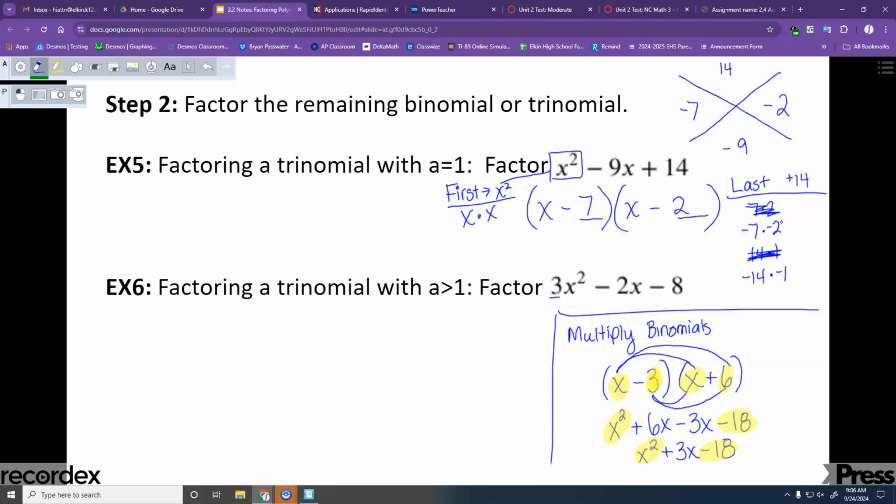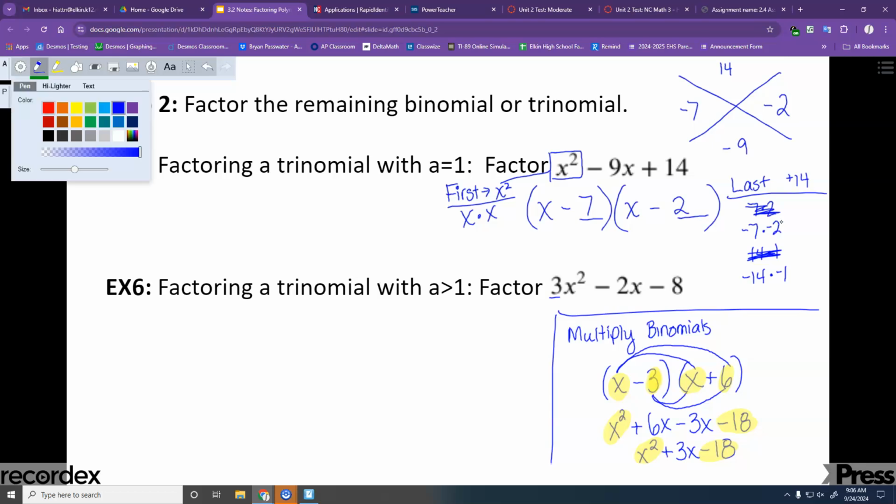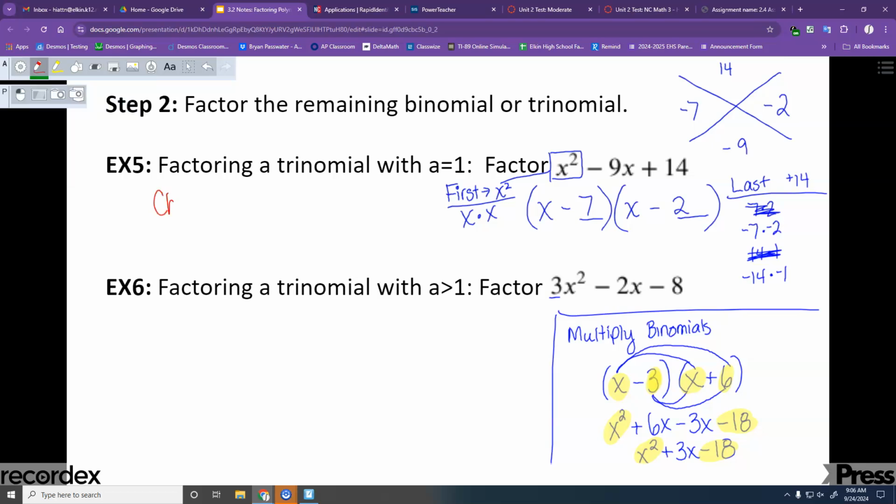And then to check it by hand, we would just multiply it back together, x minus 7, x minus 2. So to multiply those together, we do x times x, which is x squared, x times negative 2, which is negative 2x, negative 7 times x, which is negative 7x, and negative 7 times negative 2, which is positive 14.